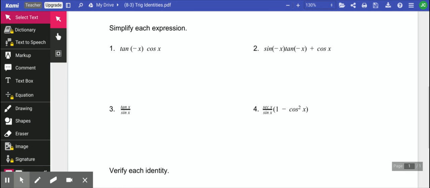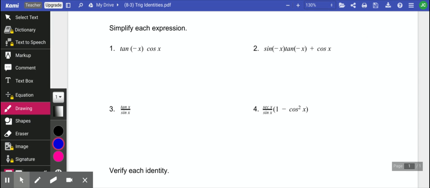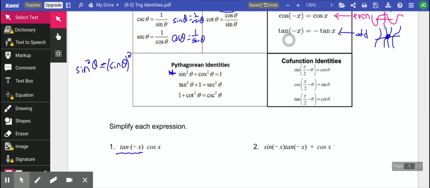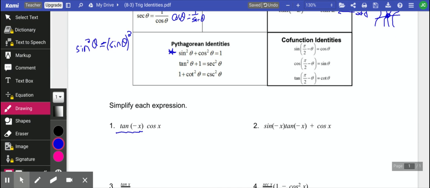So to do that, the first thing that we want to do is think about tangent of negative x. Looking back up here in our table, tangent of negative x is the same thing as negative tangent x. So we'll replace that with negative tangent x. We still have that cosine x.